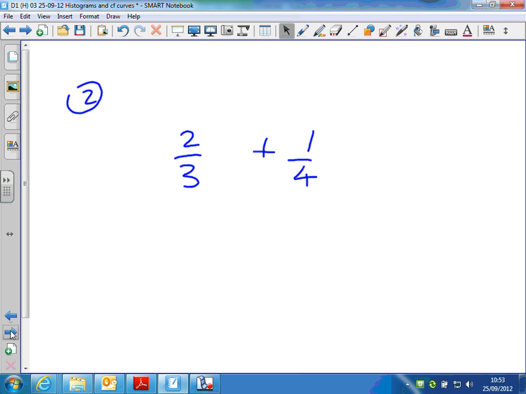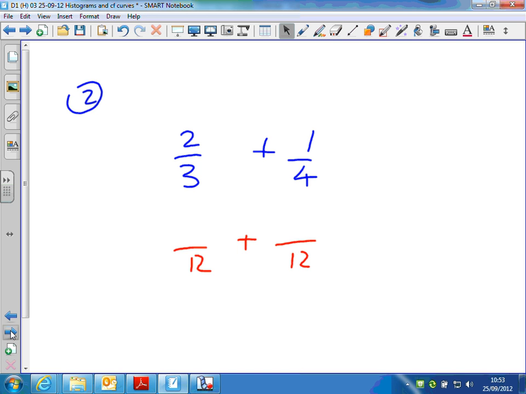Number 2, 2/3 plus a quarter. The key here is to find the common denominator, which in this case would be 12, right. So I want to turn them both into 12ths. How do I get the common denominator? Certainly in algebra, I multiply the numbers together. 3 times 4 gives 12. So that's an easy way to find a common denominator. Okay, there might be a smaller one sometimes, but certainly 12 will do it.